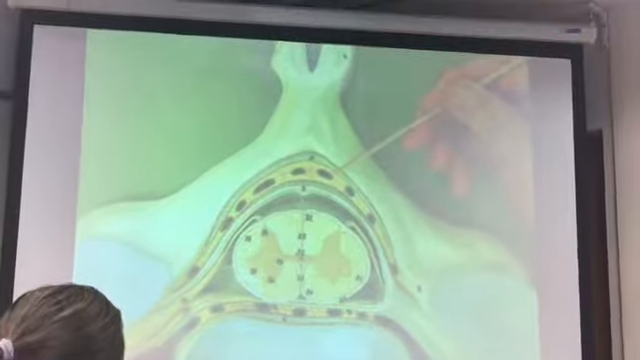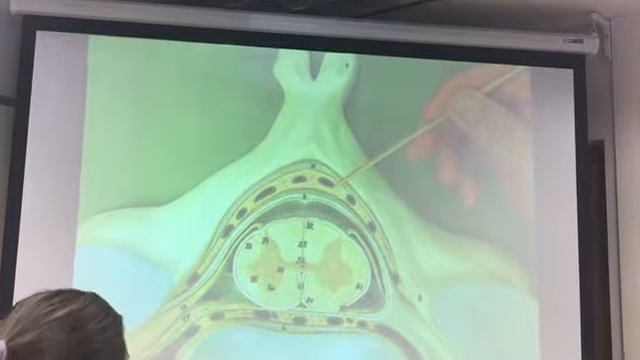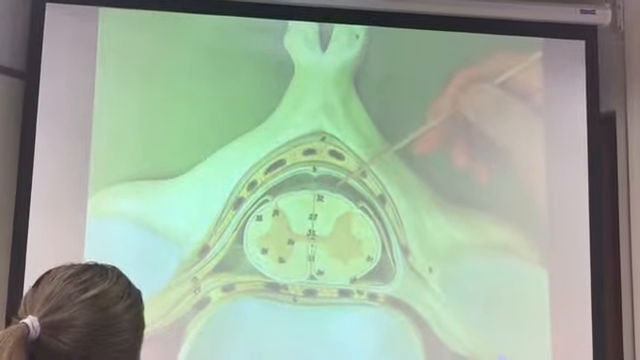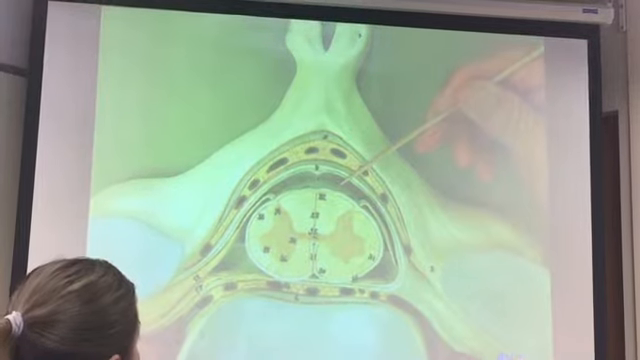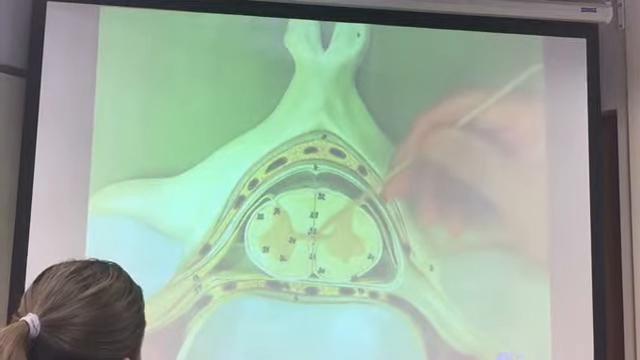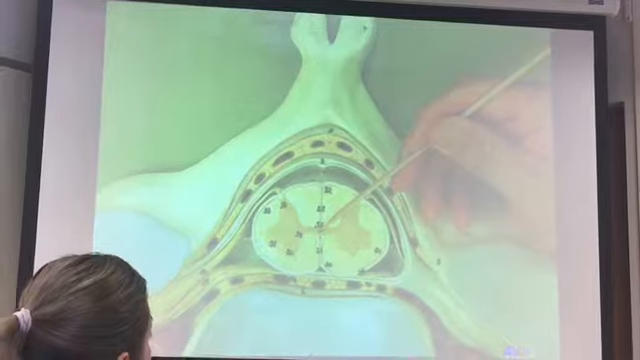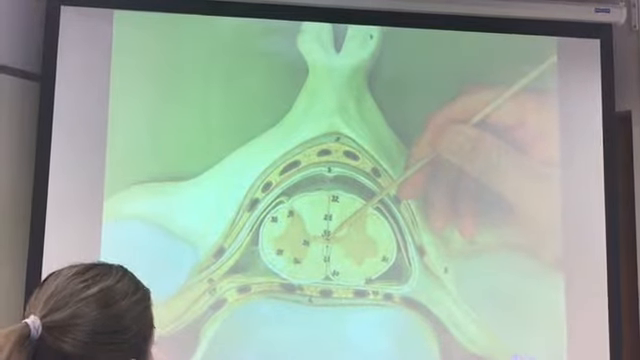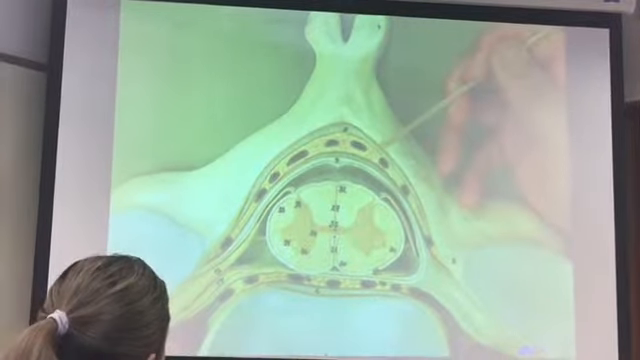Space again. Epidural space versus this space. Subarachnoid versus this space. Central canal. Excellent. Okay, now let's do the layers.